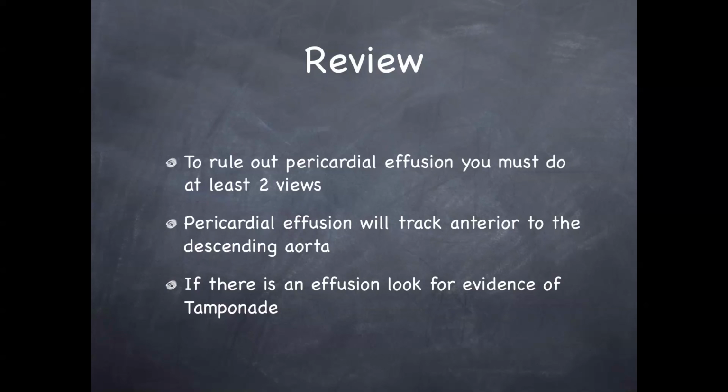So to review, to look for a pericardial effusion, to rule it out, you have to have at least 2 cardiac views. If a pericardial effusion is present on the parasternal long, especially, you'll see it tracking anterior to the descending aorta. And if there is an effusion, it's important to look for evidence of tamponade.